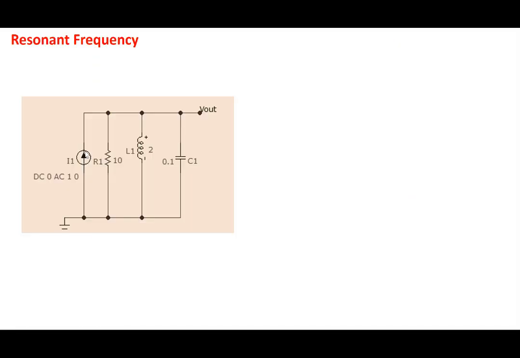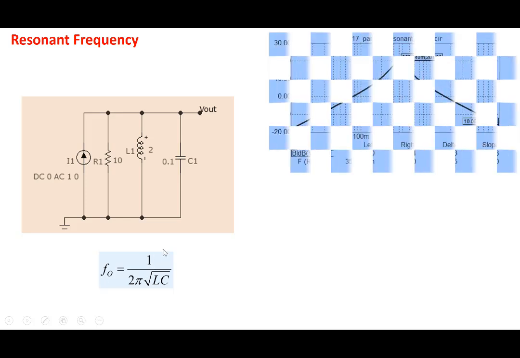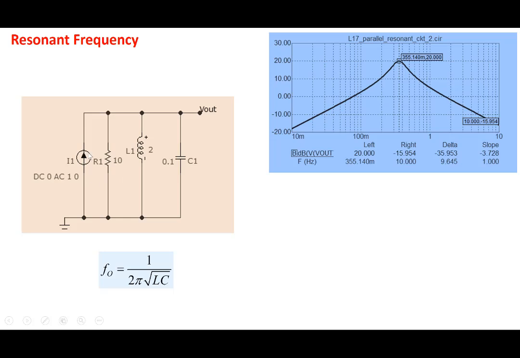And coming back to resonant frequency, we've been using the term resonant frequency. If we take an LC circuit like this with some resistor connected in parallel, we have been saying that the resonant frequency is 1 by 2 pi square root LC. And if we plot the voltage output, we'll see that the voltage reaches a peak at the resonant frequency.